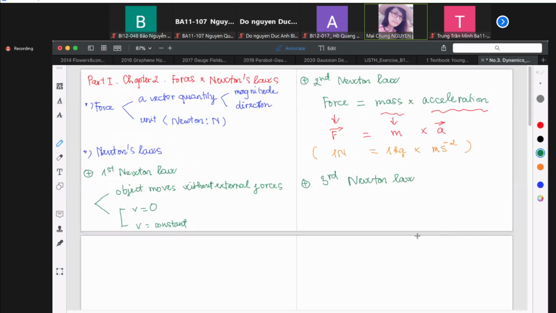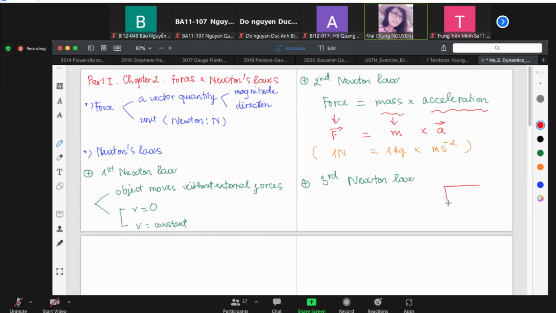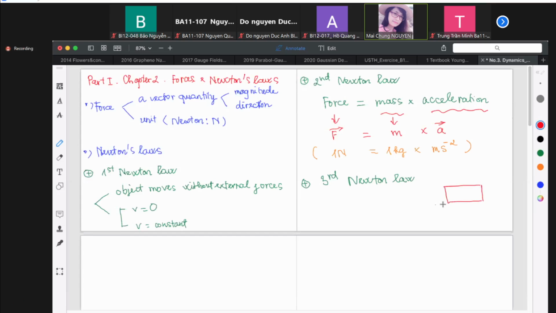So back to the slide here, we show for the third Newton law, we have the formula to connect. If we consider two objects, A and B, in a figure like this, the force of A acts on B is put at B, like this, with the name F_AB. Is that true? The force of A acts on B.